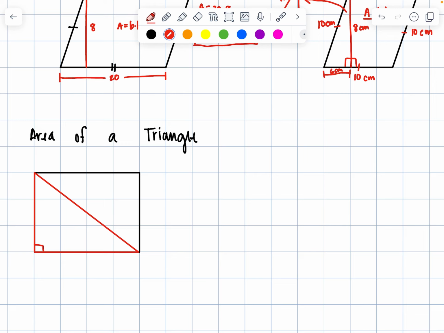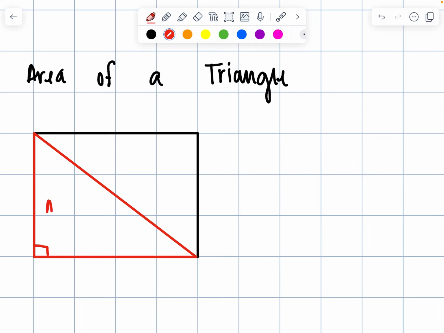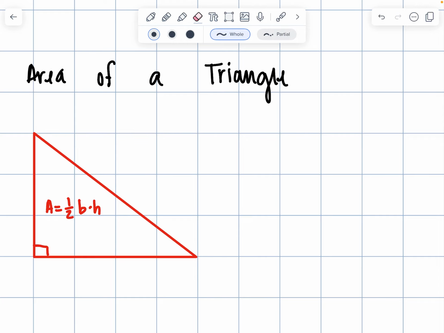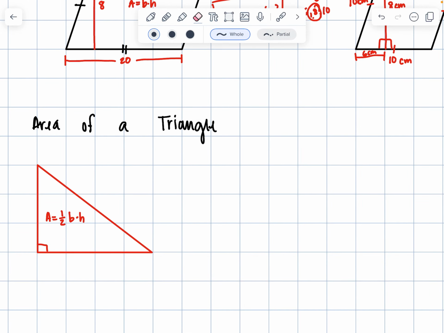Well, you literally just cut a rectangle in half. What's the area of a rectangle? Area is equal to base times height. But since we're cutting it in half, we're going to put a 1/2 in front of this. And here's your area of a triangle. I'm going to erase the rectangle now, and there's your area equation. So no matter what the piece is, we could kind of revert it back to a rectangle so we could measure it in square units.